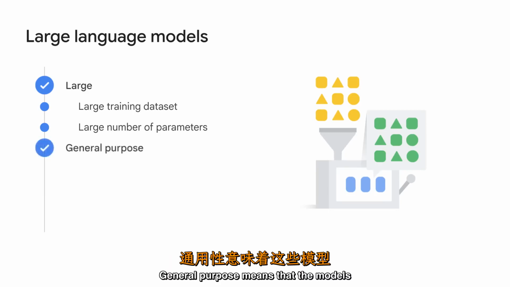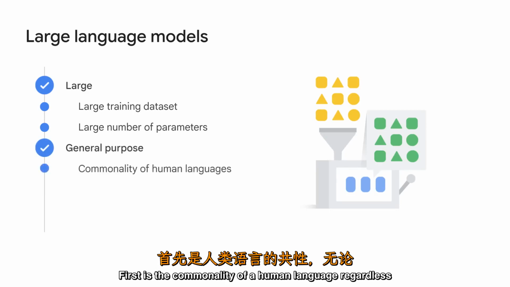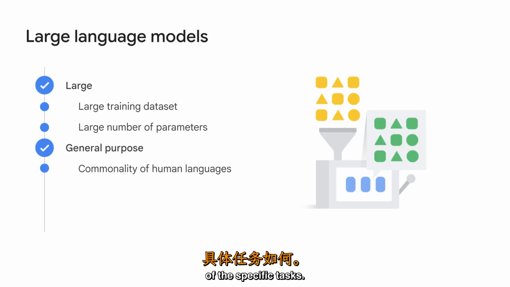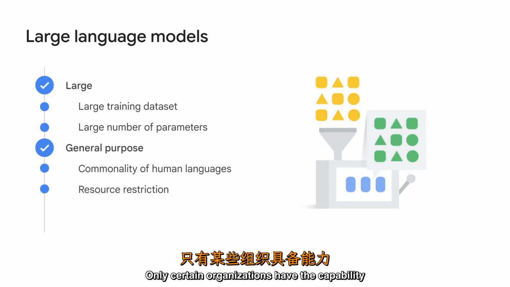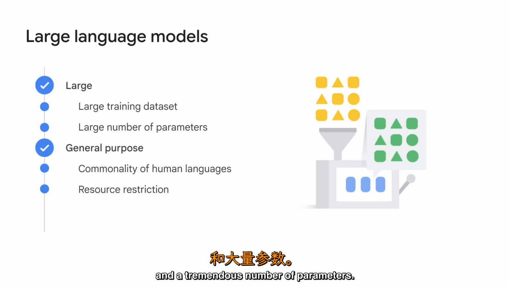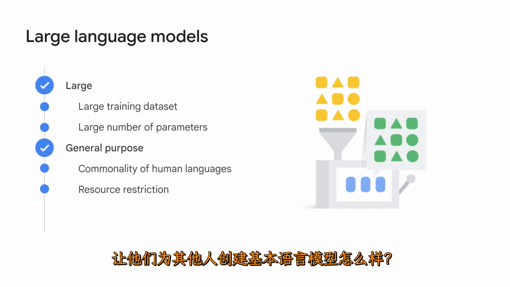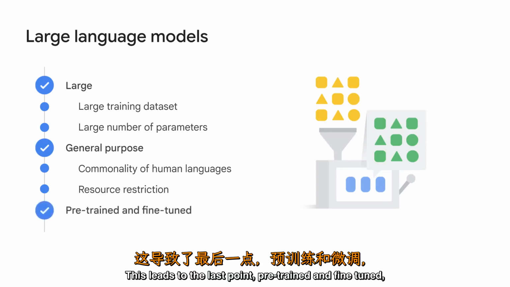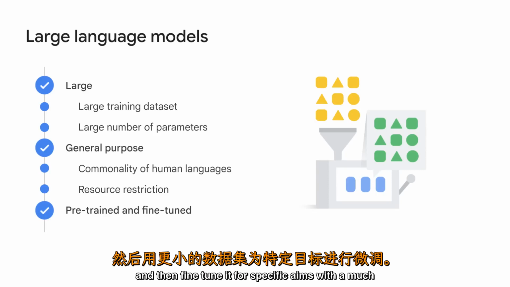General purpose means that the models are sufficient to solve common problems. Two reasons lead to this idea. First is the commonality of a human language, regardless of the specific tasks. And second is the resource restriction. Only certain organizations have the capability to train such large language models with huge data sets and a tremendous number of parameters. How about letting them create fundamental language models for others to use? This leads to the last point, pre-trained and fine-tuned, meaning to pre-train a large language model for a general purpose with a large dataset and then fine-tune it for specific aims with a much smaller dataset.